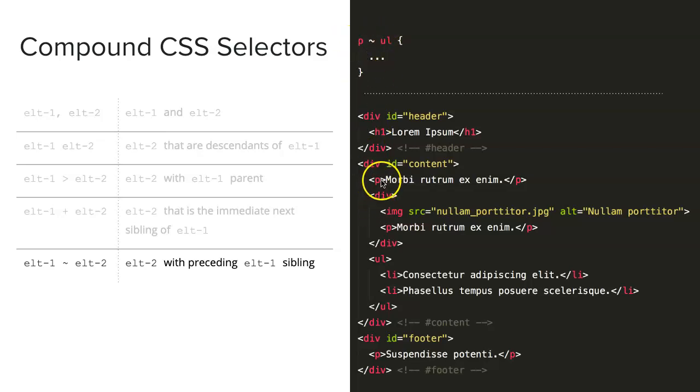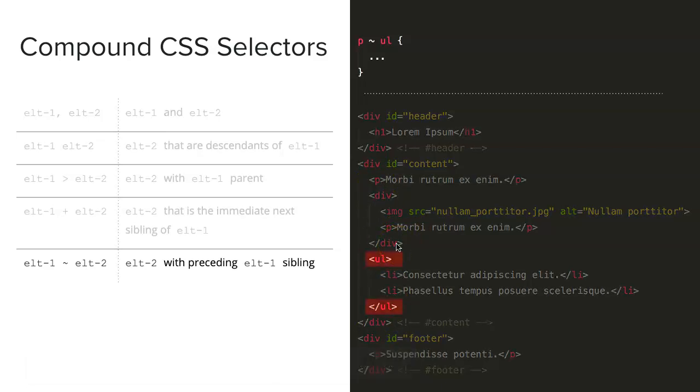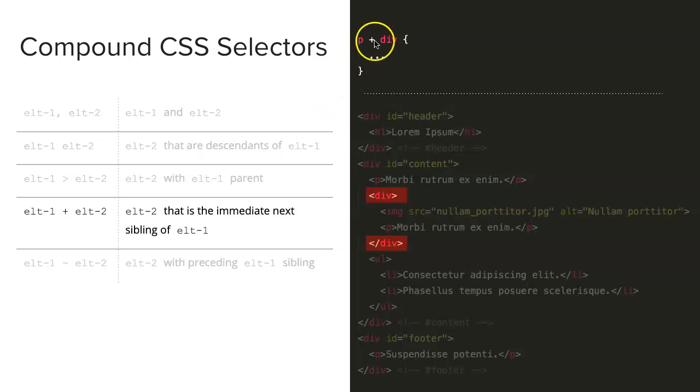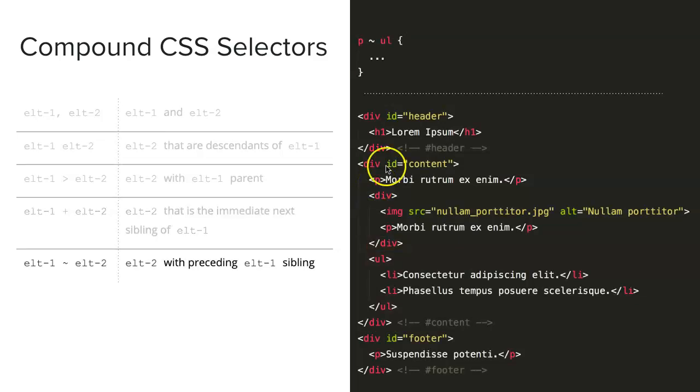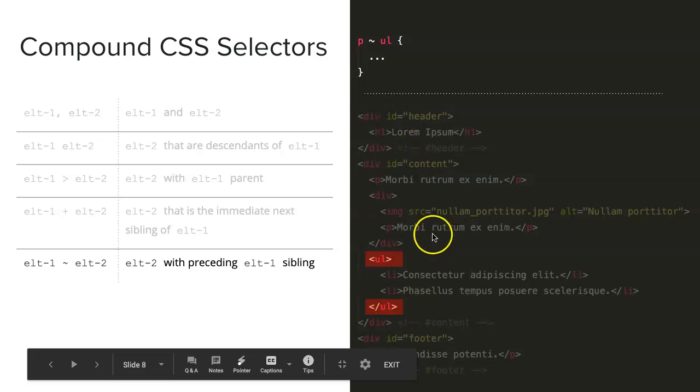So it's P, and then after P, if there's a UL that exists, select that one, as long as it exists somewhere after the P. But it has to be a sibling, so it's a little different from the plus sign. The plus sign specifically says the div has to come right after the P tag. But the squiggly says as long as the UL is some sibling of P, that's fine.